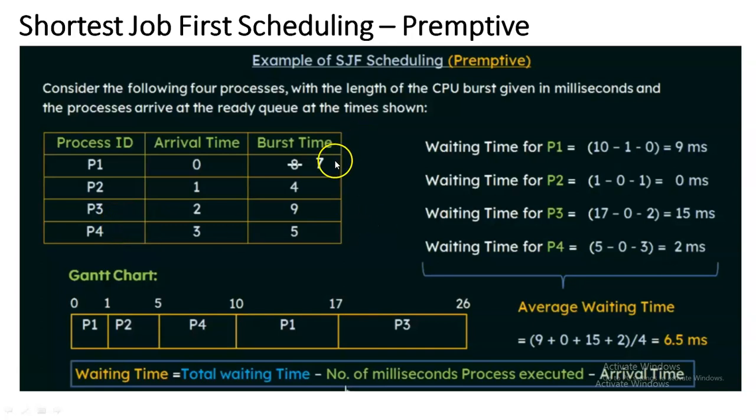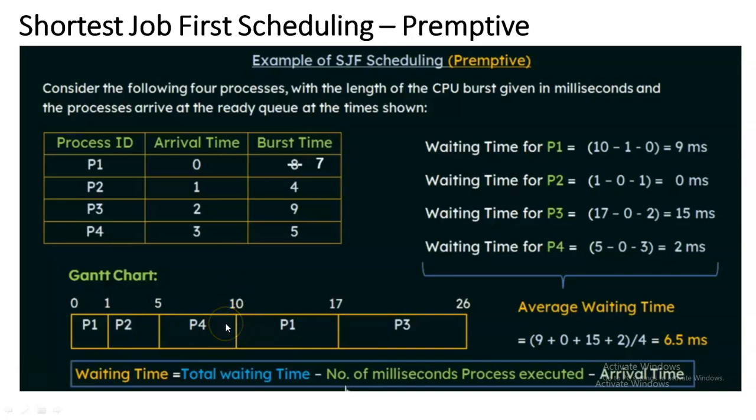Now we are going to compare the burst times 7, 9 and 5. Which one is the shortest? P4 is the shortest one, with burst time 5. So P4 will be assigned now. After completing P4, the burst time is 5, so at arrival time 5 plus burst time 5, the completion time of P4 will be 10.